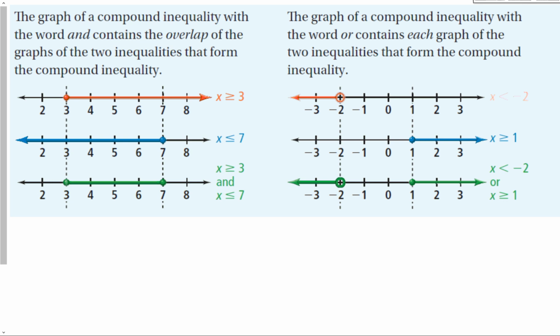The difference with an or inequality is that the graph of a compound inequality with the word or contains each graph of the two inequalities that form the compound inequality. So this one faded out a little bit. We have x less than -2, which goes to the left. X greater than 1 goes to the right. And now if we want one or the other, we just want one of them to be true. One or the other doesn't mean both have to be true. One could be true or the other one could be true, as opposed to the and inequality where both must be true. So for our two inequalities, the trick is to realize whether it has an and or an or to decide what our answer is going to be.